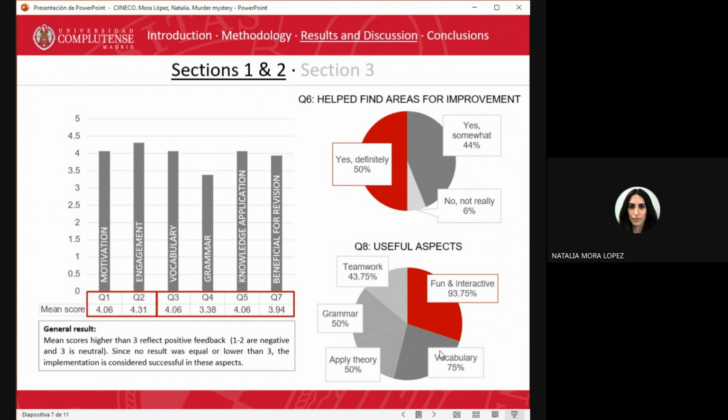Also, the vocabulary was useful, and applying theory, grammar, and teamwork were not so useful as the other ones, although half of the students chose these answers. So they could choose 1 or more answers. Most of the students, almost all the students, chose this option. 3/4 chose this one, okay, and half of them chose these ones.